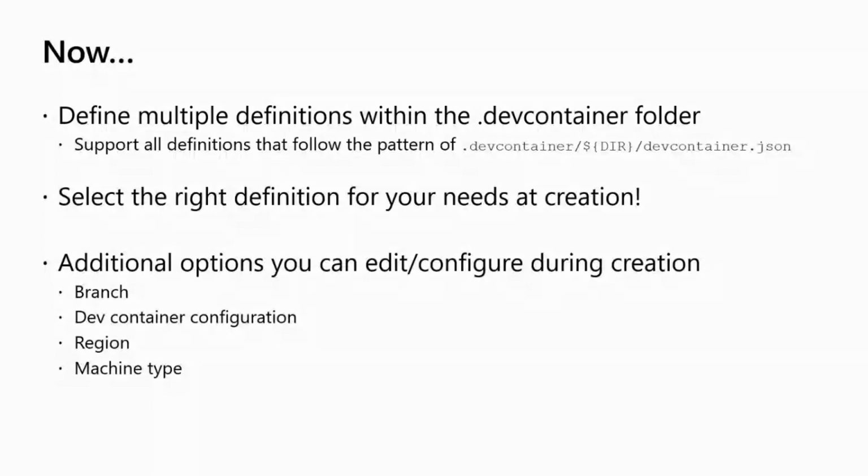And as I'll show you in a second, we've allowed you to select additional options during creation so that you can not only select the right definition from multiple, but you can also select the branch, the region, and the machine type, because we know that having control over your environment is key for your productivity. So let's go ahead and take a look.